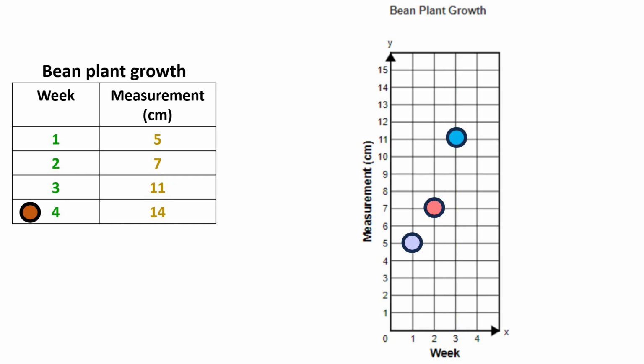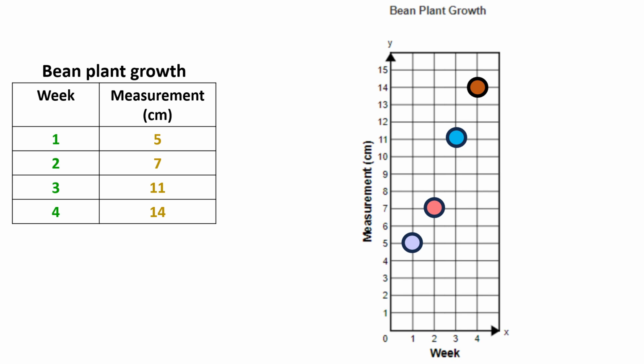Let's plot the brown point. The brown point has a week value of 4. We'll circle the number 4 on the week axis. Then, we'll highlight the entire week line that has a value of 4. The brown point has a measurement of 14 centimeters. We'll circle the number 14 on the measurement axis. Then, we'll highlight the entire measurement line that has a value of 14. Next, we find the place where these 2 highlighted lines cross. That place is where the brown point goes.